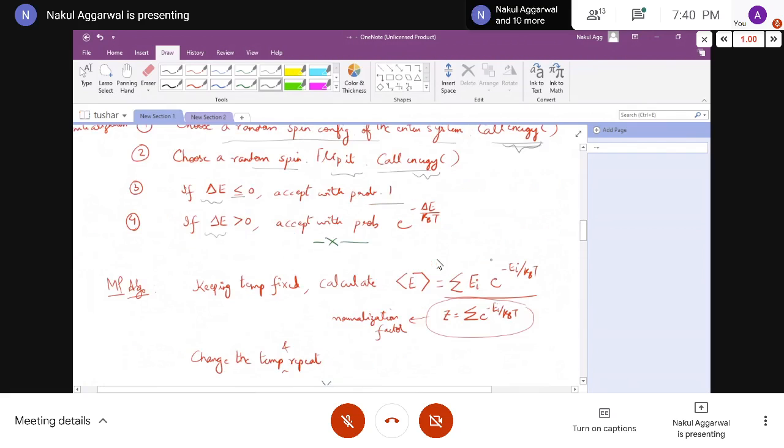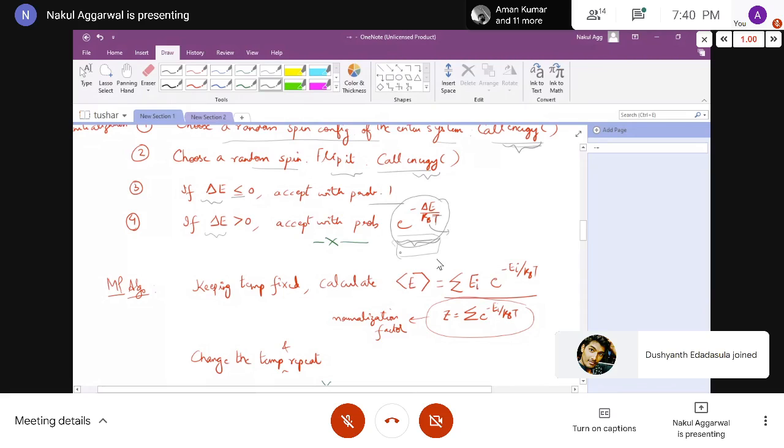So you accept it with certain probability, which is given by exponential of minus delta E by kBT, where kB is the Boltzmann constant, T is the temperature of the system, and delta E is the energy difference. I will discuss how this probability function works in simulated annealing. But for now, for those of you who have not taken statistical physics, this factor actually comes out when we are trying to maximize the entropy, and when we calculate the probability distribution, this factor comes up.